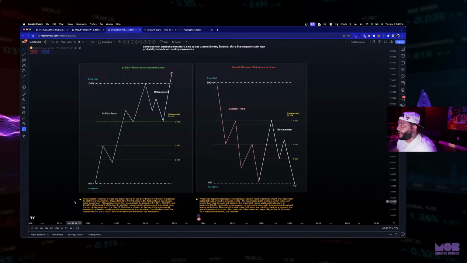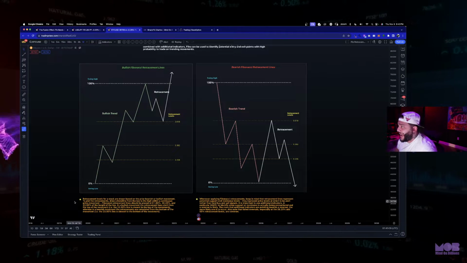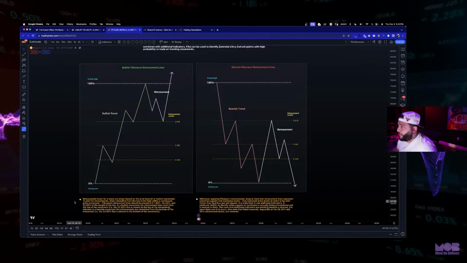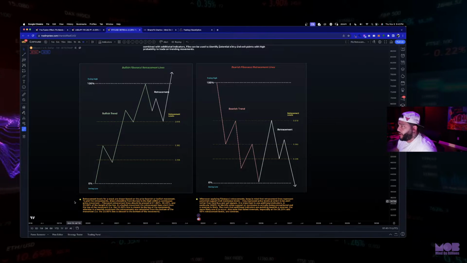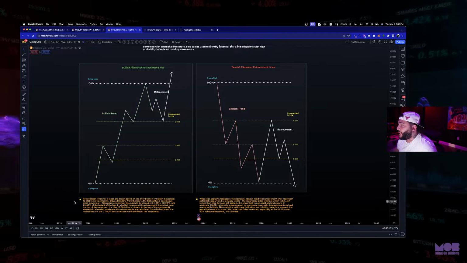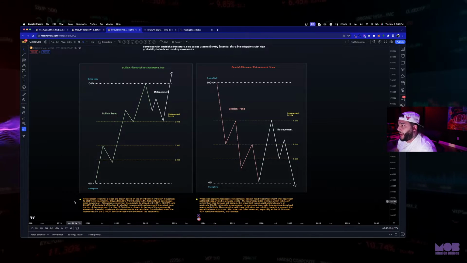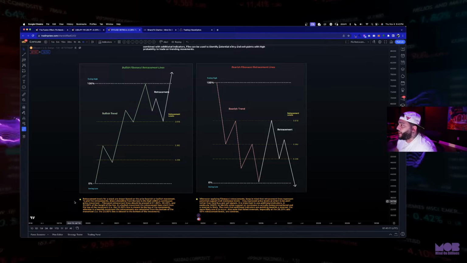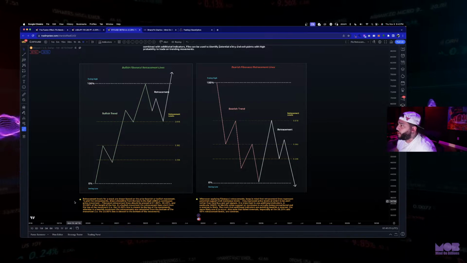So let's read. Retracement levels for a stock or a trading asset, because we are trading Forex, we are trading crypto, we are trading indices. So retracement levels for a stock or trading asset are drawn based on the prior bearish or bullish movement.